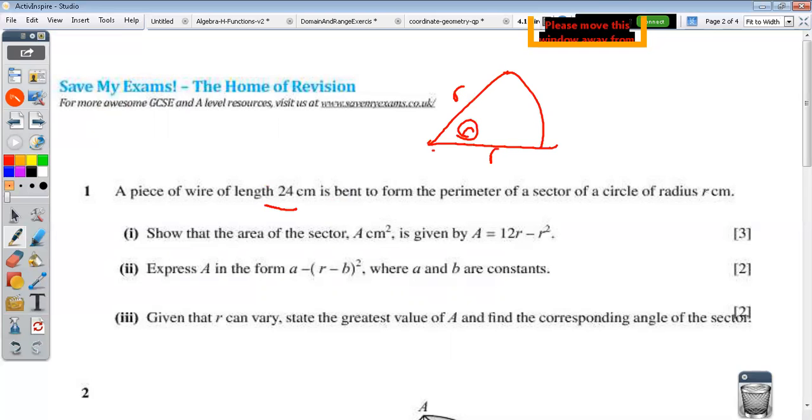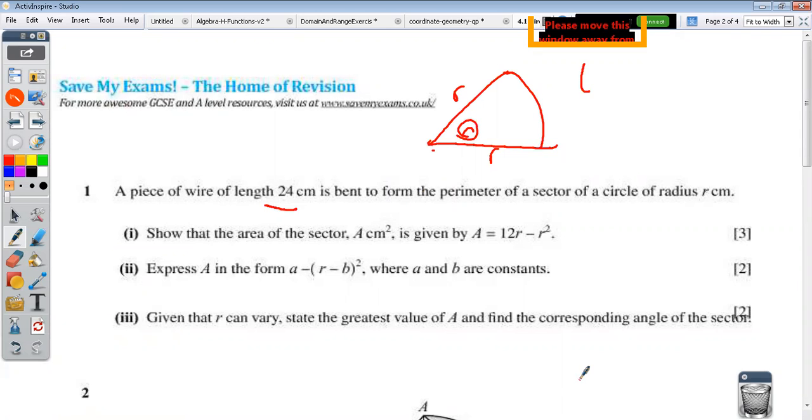Clear? Show that the area of the sector is equal to that. Let's use our formula together. Don't be intimidated by this. Let's use our formula. How do you find the length of a sector? I told you just now. Length of a sector, how do you find it?